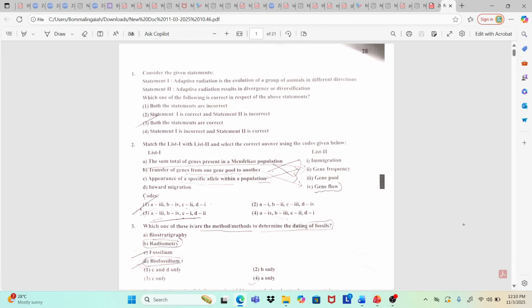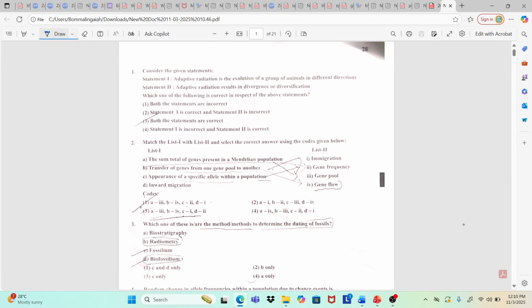Here the first question is: consider the following statements. Two statements are given: statement one and statement two. Statement one says adaptive radiation is the evolution of a group of animals in different directions. Statement two says adaptive radiation results in divergence or diversification. Which one is the correct answer? The correct answer is both the statements are correct. Here option number 3 is the correct answer.